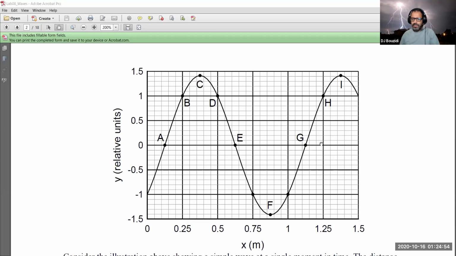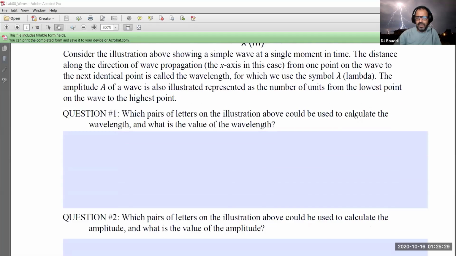B and H is easier because it's literally just one meter apart. Okay. So what is the wavelength now? 1 meter. The unit is in meters. So 1.25 meters minus 0.25 meters, that should be 1 meter. Good? That's the same distance between C and I, the same distance between A and G, the same distance between D and J. I didn't write J here, but that's the same thing. So that's easy enough.